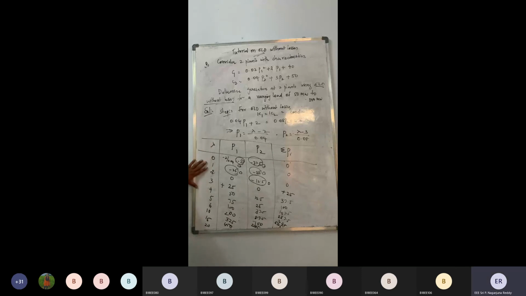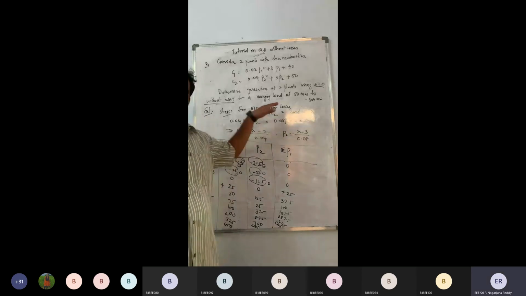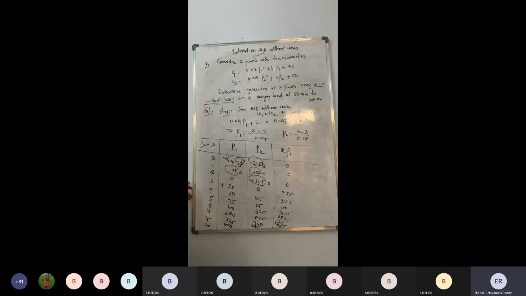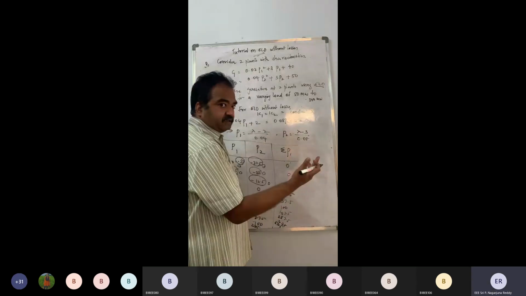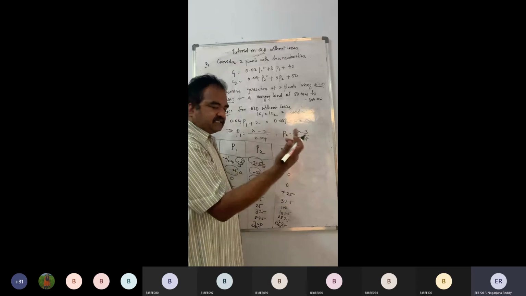So these are the calculations which we are doing without knowing the demand value. We have not chosen any demand value. We are just randomly taking lambda. Lambda is the incremental cost. We are choosing it randomly and we are computing P1 and P2. And remember, these two are going to be linear curves as mentioned earlier. ICs are linear curves. So slowly I am calculating the entire generation. Since there are no losses, my total generation is equal to the demand.